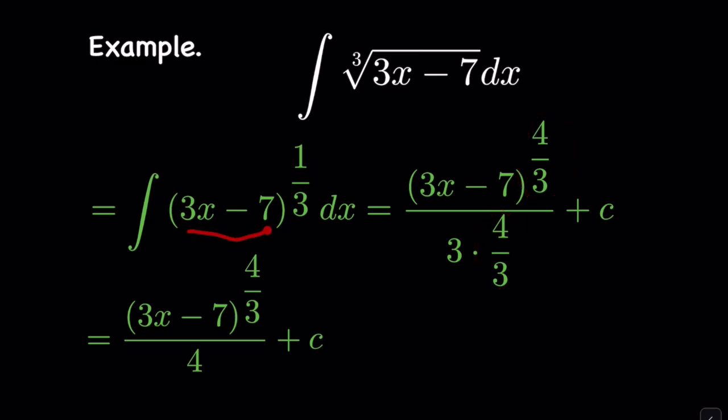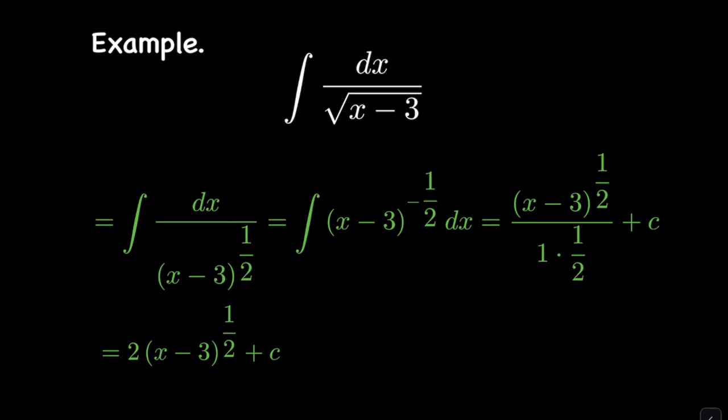So the integral of 3x minus 7 to the power 1/3 is going to be 3x minus 7 to the power 4 over 3 divided by 4 over 3. But remember that we also need to divide by the coefficient of x, which is 3. So the antiderivative of this function is going to be given by this function. And now you can just simplify this. The 3's will cancel, and you get a 4 in the denominator, and this is your final answer. And we always add this constant of integration.